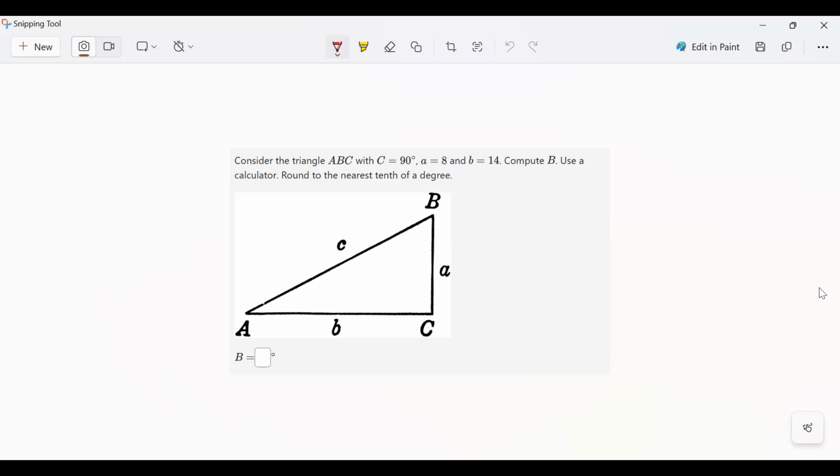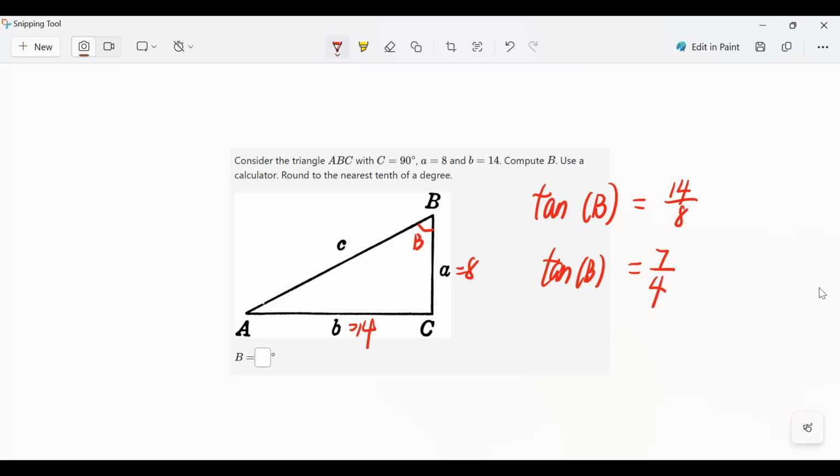Yes, so let's go over the solution. Again, we're looking for angle B. You can use tangent or cotangent, but tangent is more convenient, since that's on most scientific calculators. So tangent B equals B over A. B is 14 units, A is 8 units. So it's 14 over 8. Simplifying first, tangent of angle B equals 7 over 4.